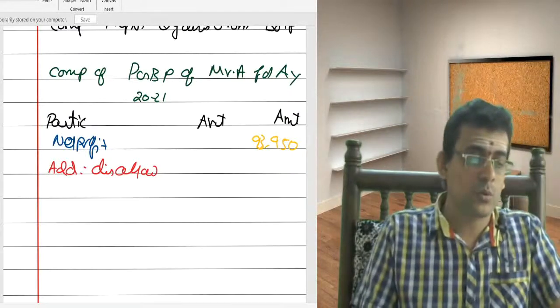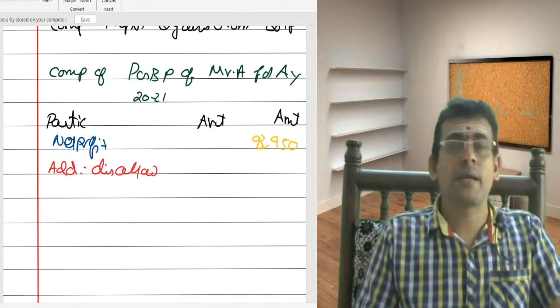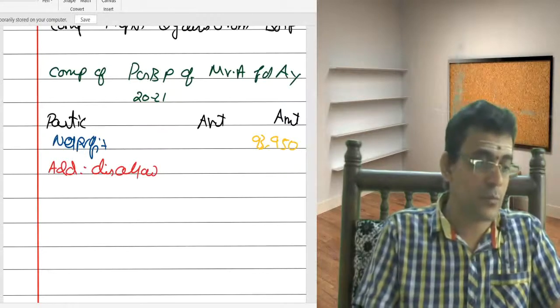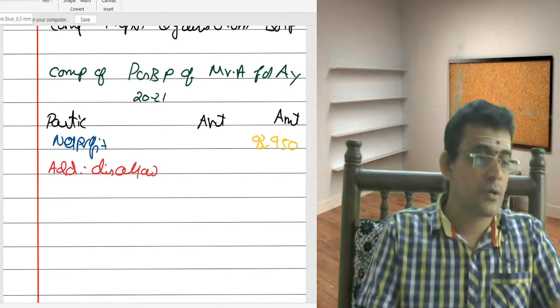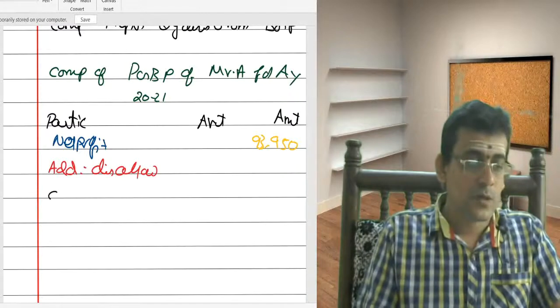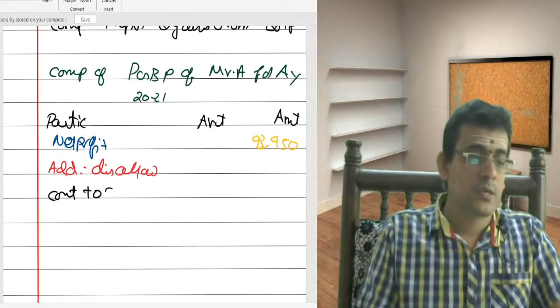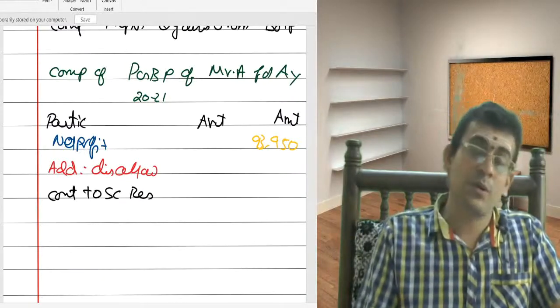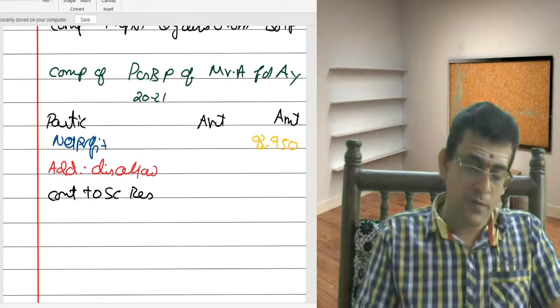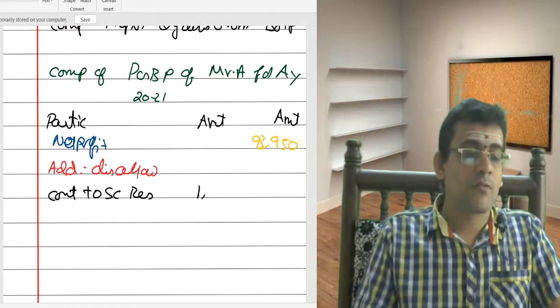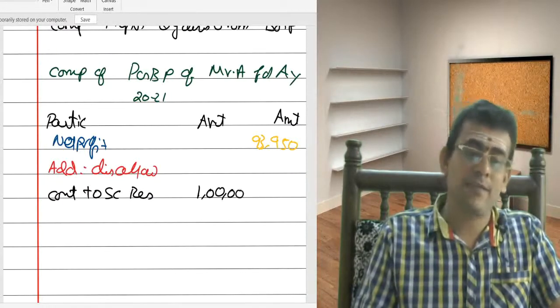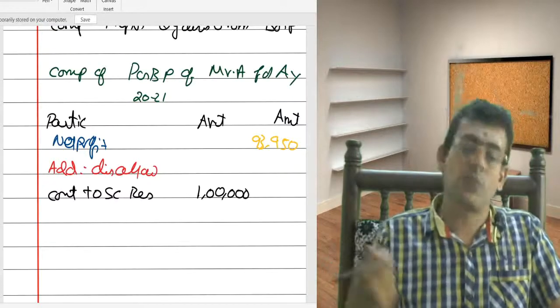So here what I am going to do? I am going to disallow the entire contribution to scientific research. So here what I am going to add? I am going to disallow contribution to scientific research. Why? Because I am going to take this separately. What is the amount of contribution made? The amount of contribution made is 1 lakh. I will consider this separately when we go to the reductions part.